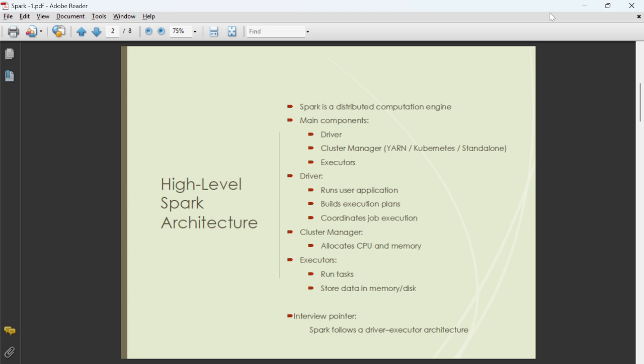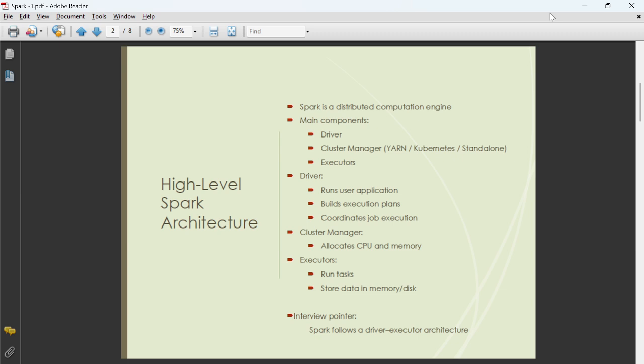Now let's understand how Spark is structured internally. The first thing to understand is this. Spark is not a database, and Spark is not a storage system. Spark is a distributed computation engine. At a high level, Spark has three main components. First is the driver. The driver is where your Spark application starts. Think of it as the brain of the Spark application.